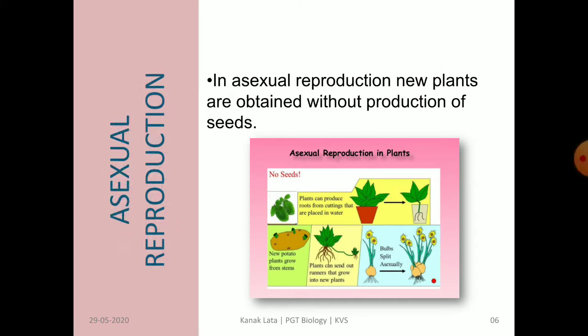Next topic is about asexual reproduction. In asexual reproduction, new plants are obtained without production of seeds. In this case, there is no fusion of gametes and no fertilization taking place. Only one parent is required for asexual reproduction.